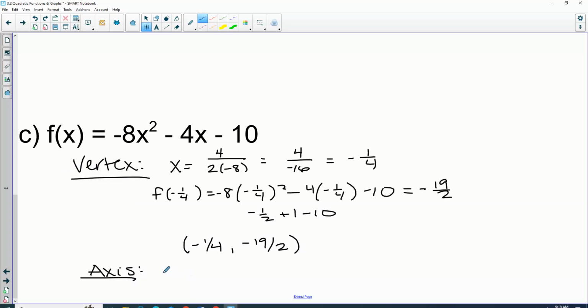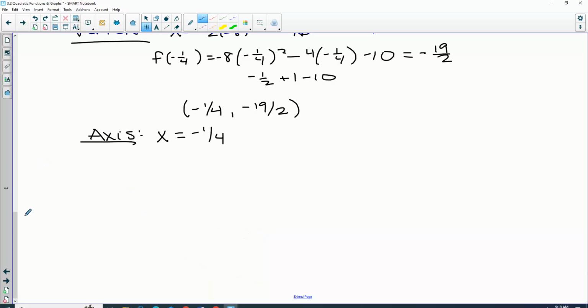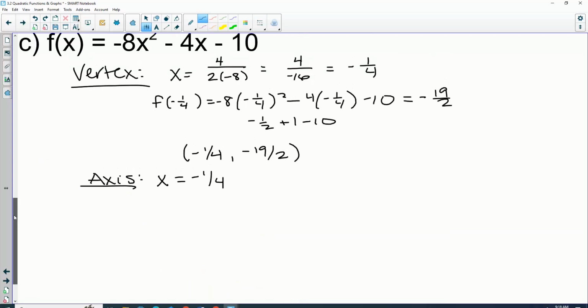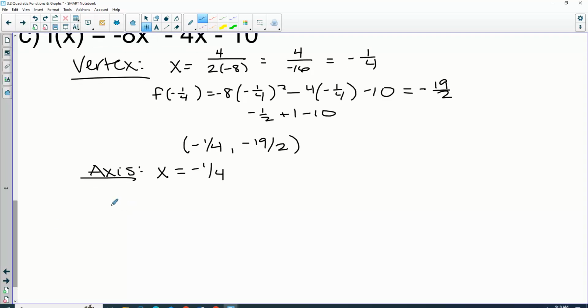Axis of symmetry, what would I write? X equals -1/4. If you just tell me -1/4, that's wrong. It's a line, so you have to have the x equals. What else did I ask on these? Does it open up or down? Down. So does it have a maximum or a minimum?